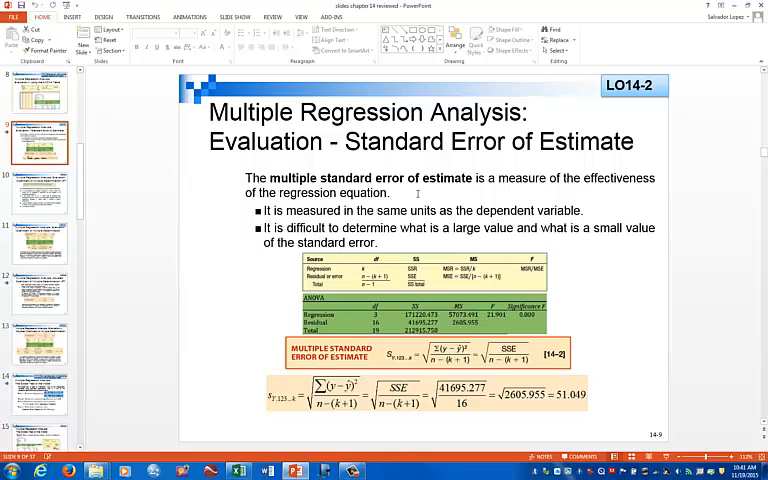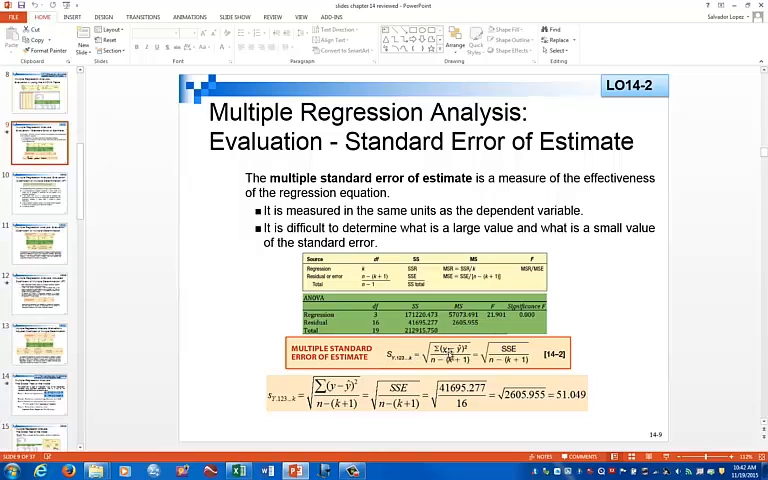The multiple standard error of estimate is a measure of the effectiveness of the regression equation. It is measured in the same units as the dependent variable, and it is difficult to determine what is a large value and what is a small value of the standard error. It depends on the unit and other factors. The multiple standard error of estimate is equivalent to the standard deviation of the errors.